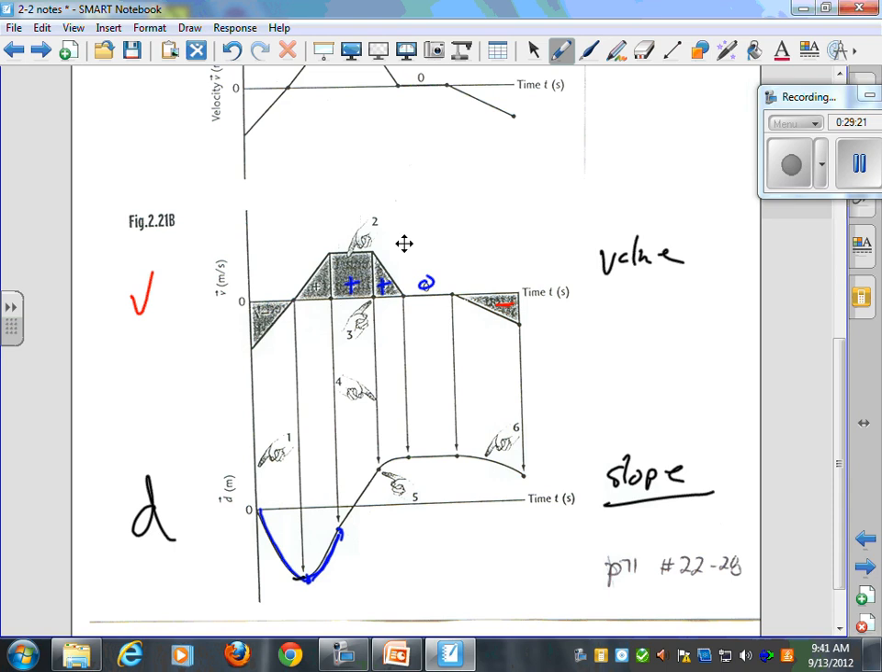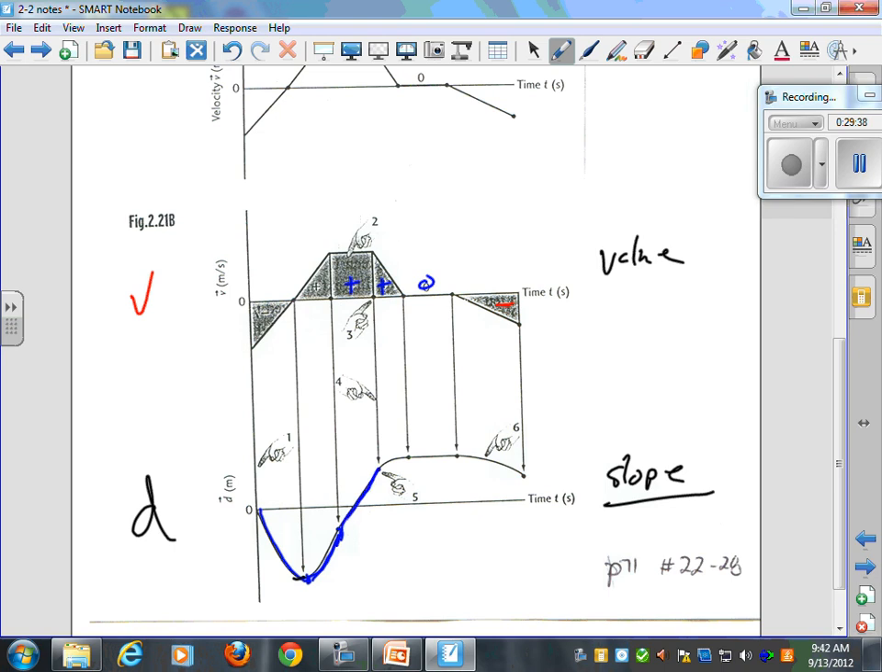Straight line going up? Well, it's right there. Why is it a straight line going up? Because it's constant velocity. How come it's going up? Because it's above, it's positive. That's good. Okay. So in other words, this is now a straight line.